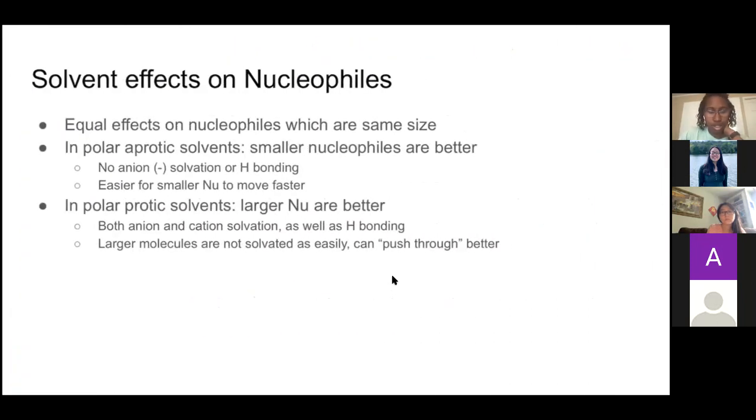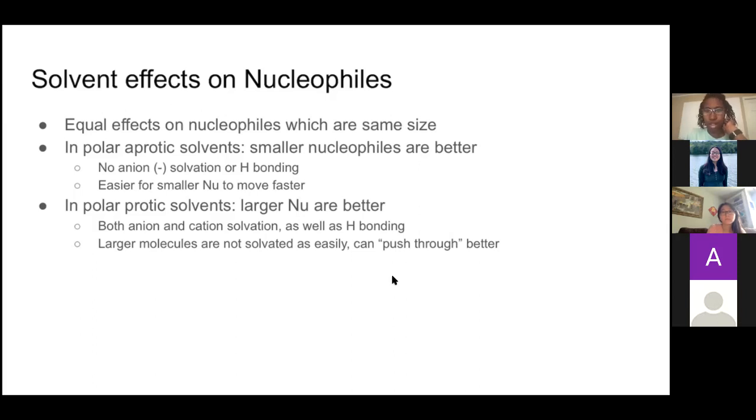We also should consider the effects of these different solvents on nucleophiles. This sort of topic is frequently tested in both OCSP and Chem 3570, where you'll be given a set of nucleophiles and the professor will say, rate these solvents from strongest to weakest, where the strongest nucleophiles are able to react the fastest, and the weakest nucleophiles react the slowest.